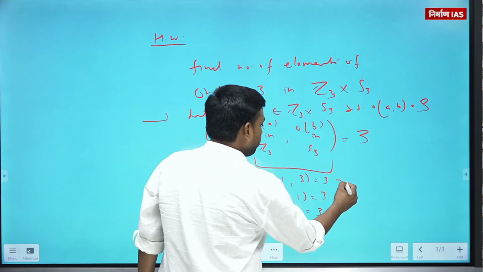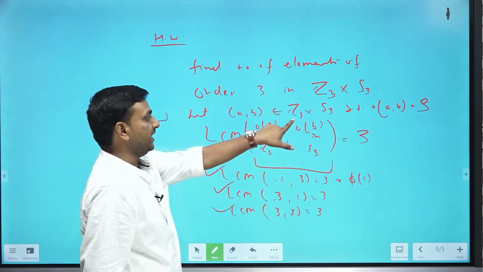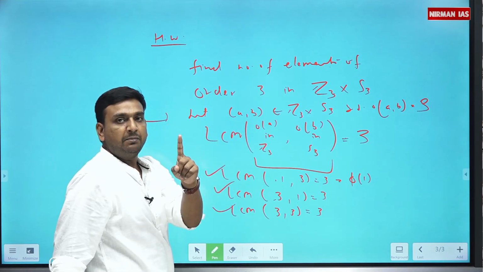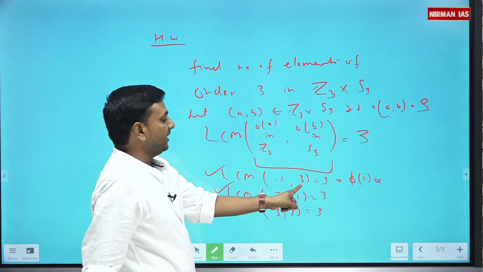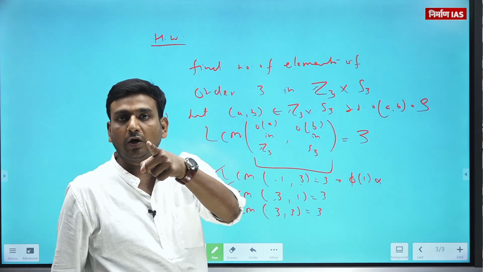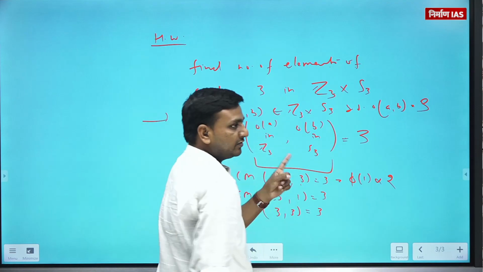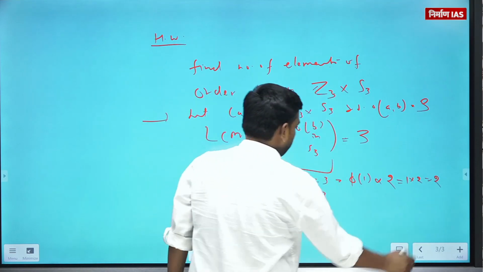So, the number of elements of order 1 in Z_m is always 1. In any group, you have only one element of order 1, that is the identity element, into the number of elements of order 3 in S3. Try to recall tau 1 and tau 2, do you remember? So 2 elements are there in S3 of order 3. So it will be 1 into 2, that is 2.